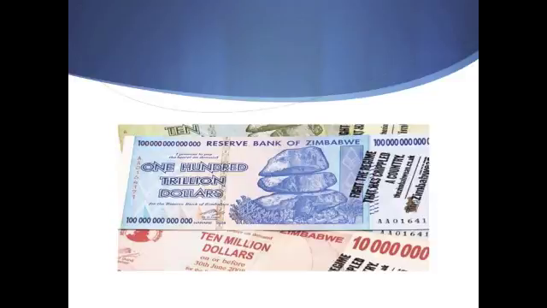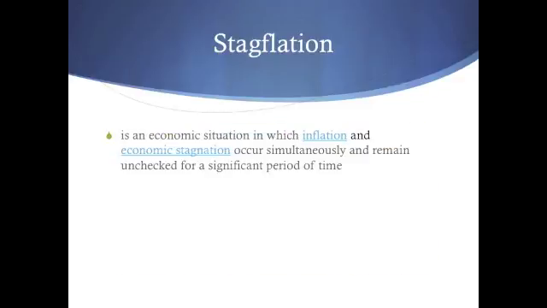It's very important to understand what happened in Zimbabwe because their government's actions are very analogous to our government's actions here recently in America. If we understand what happened in Zimbabwe, it can help us prevent a devaluation of our dollar here in America. Another economic condition we have to be aware of is stagflation. Stagflation is where the economy does not grow, but however prices continue to increase.